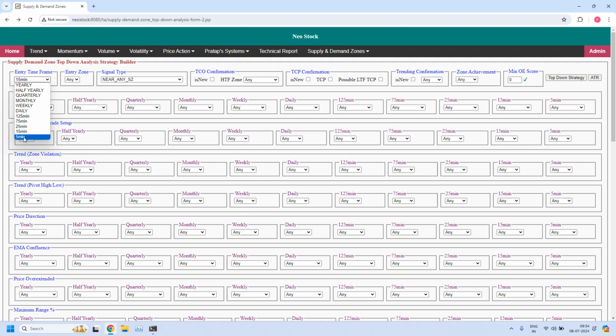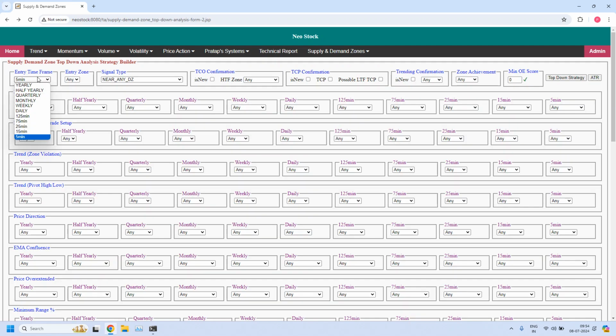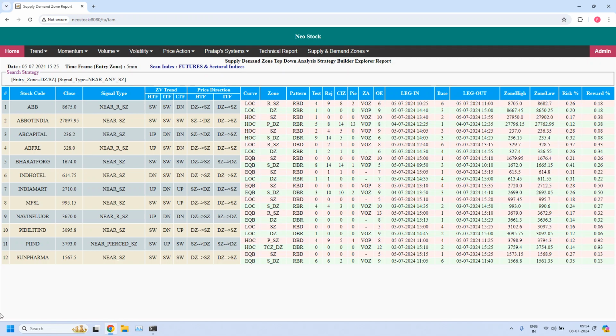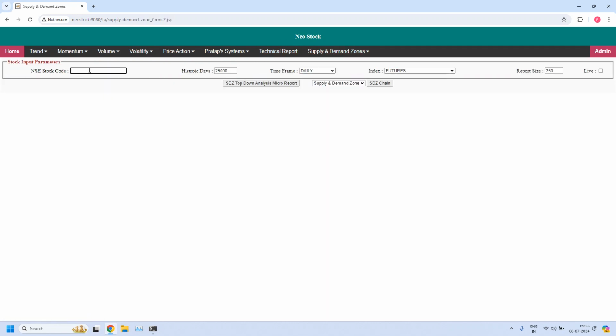Changing the time frame to 5 minutes, let us find the stocks near the 5 minutes demand zone. 4 stocks are filtered. Going back, for the 5 minutes time frame, let us find the stocks near the 5 minutes supply zone. So 12 stocks are filtered. So this is about stocks near demand and supply zones, and also we identified high liquidity zones from the daily and 75 minutes time frame. Now let us identify the NIFTY and BANKNIFTY supply demand zone chain.